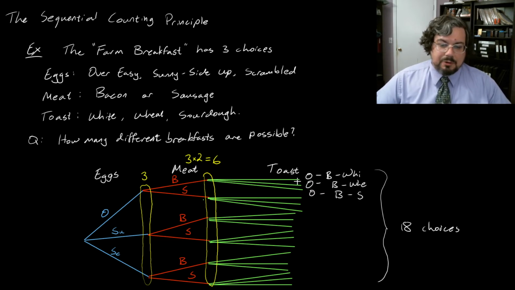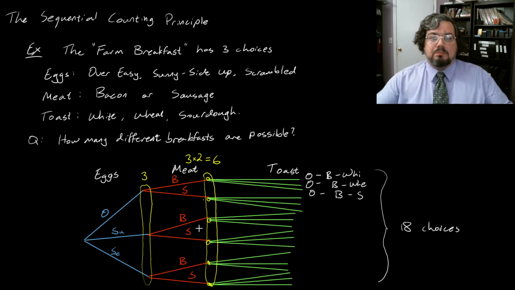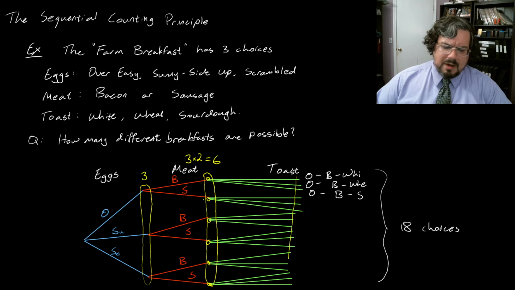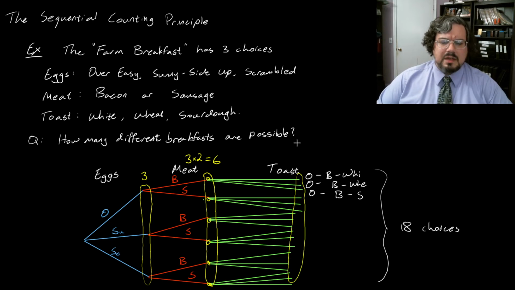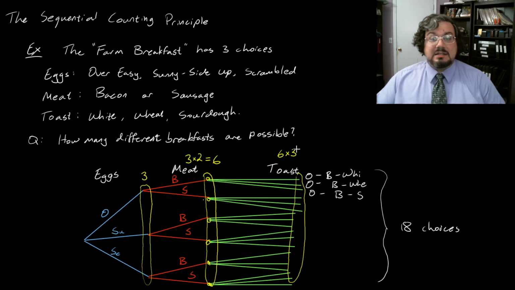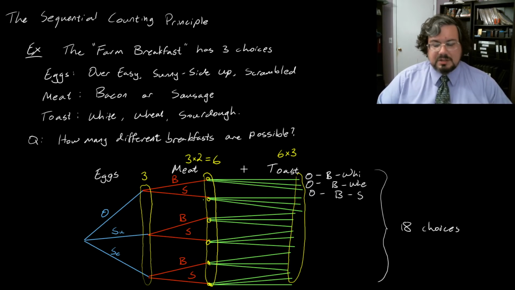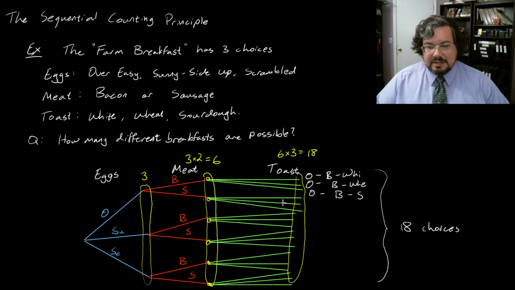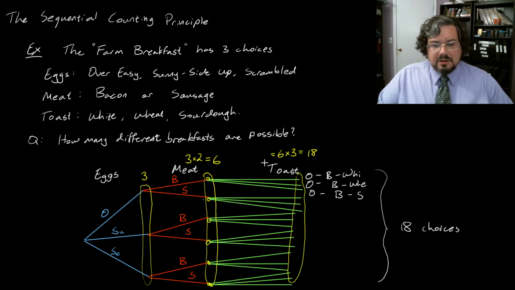And then we can go one step further. Of these 6 egg and meat combinations, each one of them leads into 3 more possible options of our toast: white, wheat, or sourdough. So, following the same line of logic, we should have the 6 possibilities that we had before times 3 possibilities of toast for each one of those 6, to give us the 18. And that matches up with the picture that we've drawn so far of the tree.